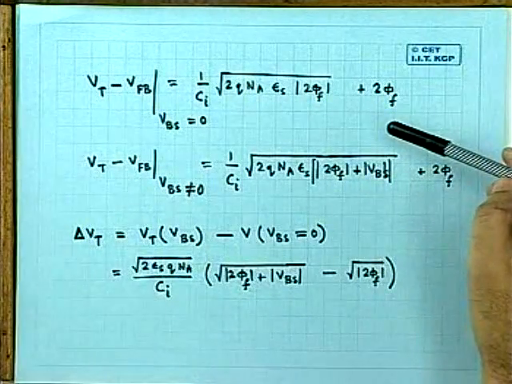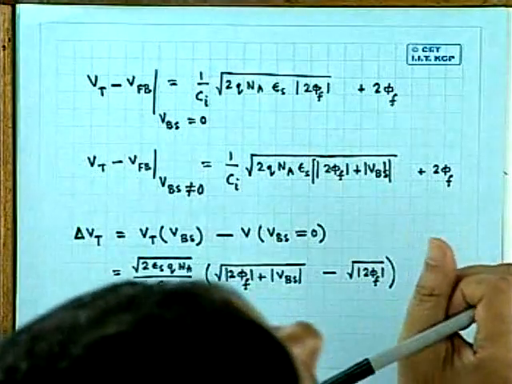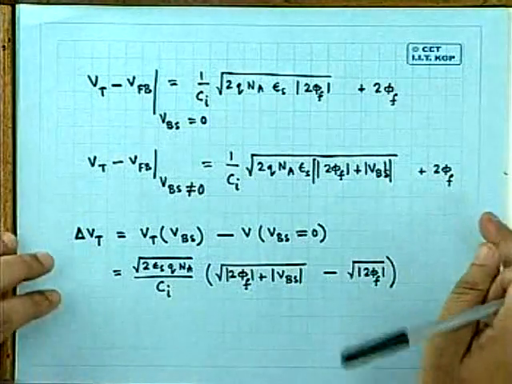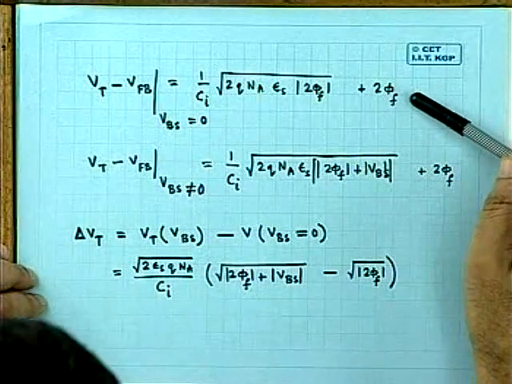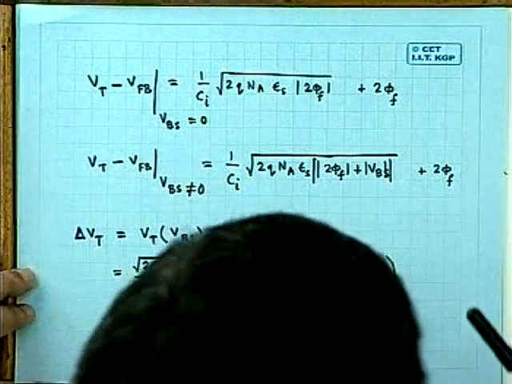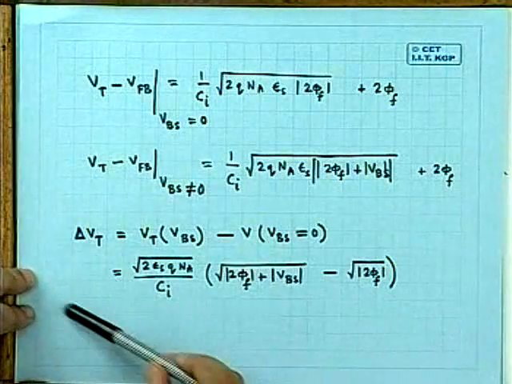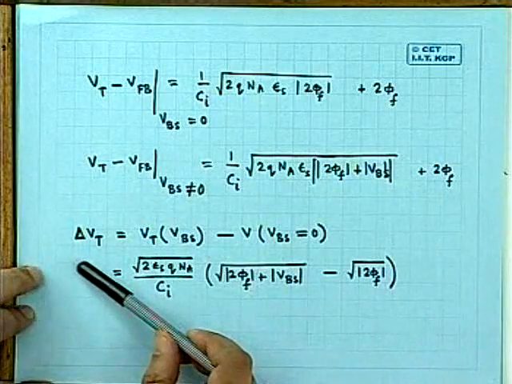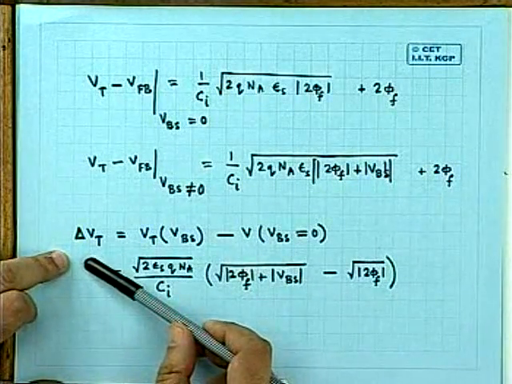Okay? Those mathematics I had intentionally avoided. So the main thing is, even if it is there, it does not matter. In fact, it is not there. It will not be this twice phi. Here, for example, this VBS will not appear. So this delta Vt expression is given by this. From here you can easily find out what will be the change of threshold voltage.